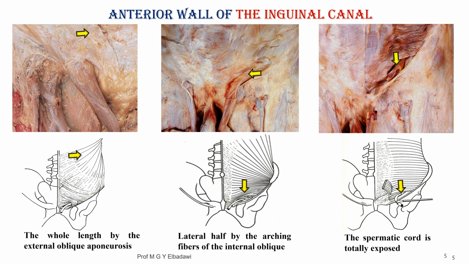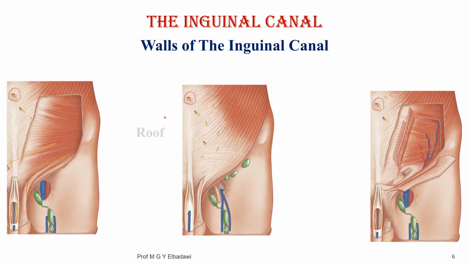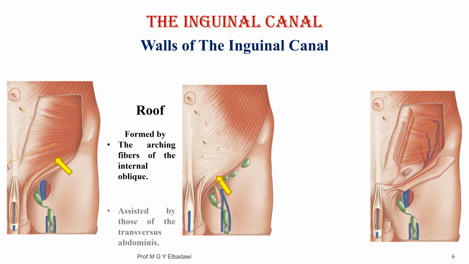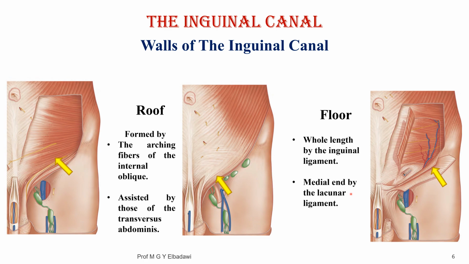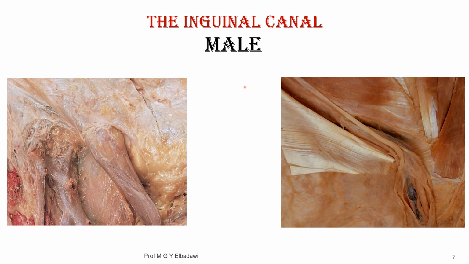inguinal canal. The roof of the canal is formed by the arching fibers of the internal oblique, which is assisted by some fibers of the transverse abdominis. This is the internal oblique over here, and over here is assisted by those of the transverse abdominis. The floor is formed in the whole length by the inguinal ligament, and in the medial half by the lacunar ligament, which is a reflection from the medial end of the inguinal ligament.